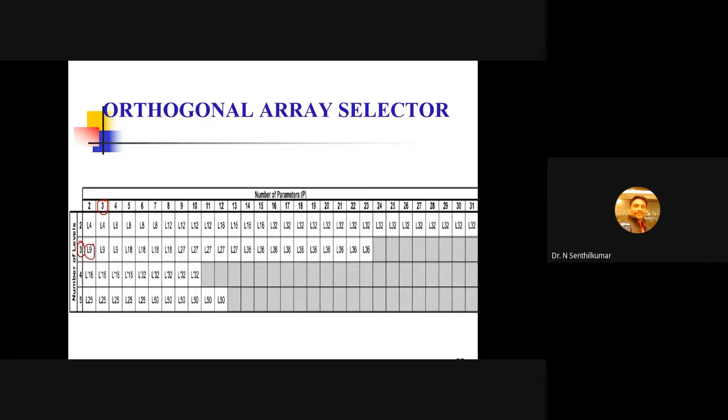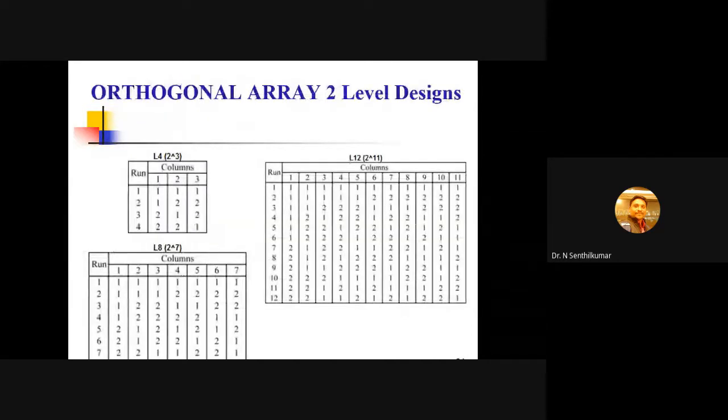3 parameters varied through 4 levels, I have to go with L16. So based on this, I can select which orthogonal array suits my selection of inputs and their level values. Okay, so this is what we are speaking about. L4, as madam has pointed out, L4. So 4 experimental combinations we have to carry out.